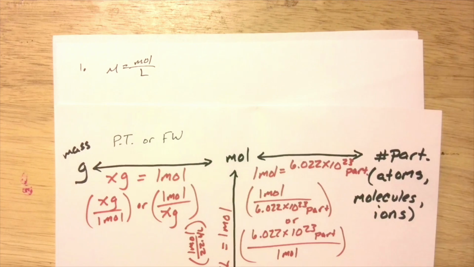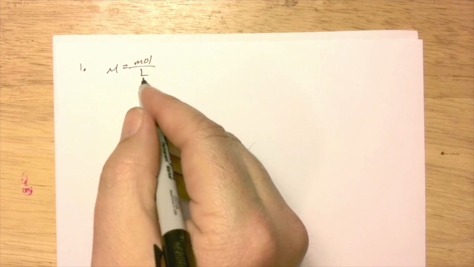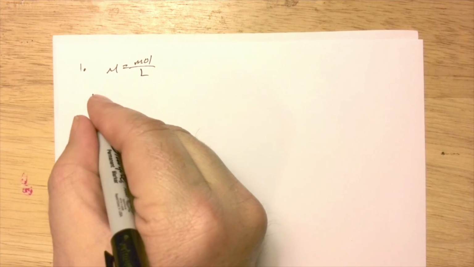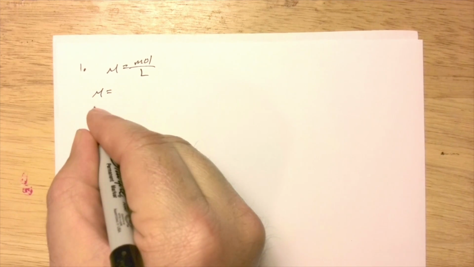So let's take a look at the first one. Since we're dealing with sodium chloride, one thing I would recommend doing is writing down your units here. So we have molarity, moles, and liters.